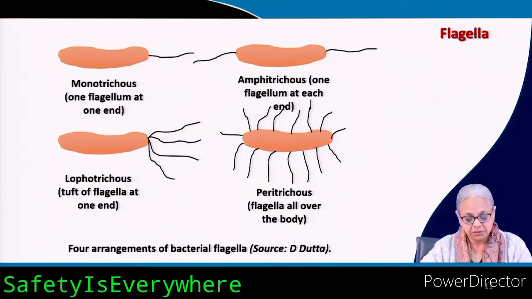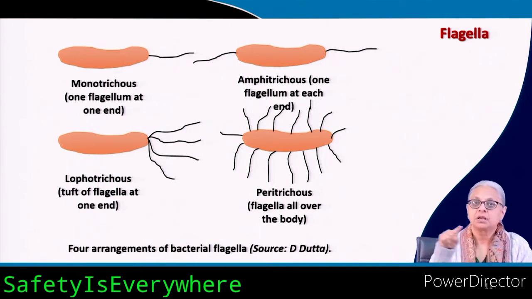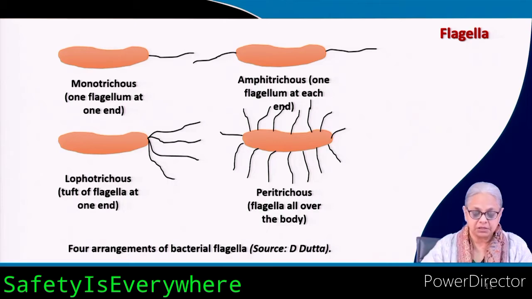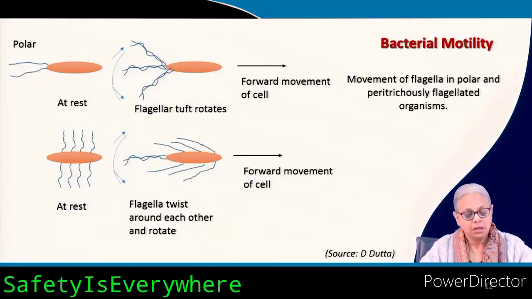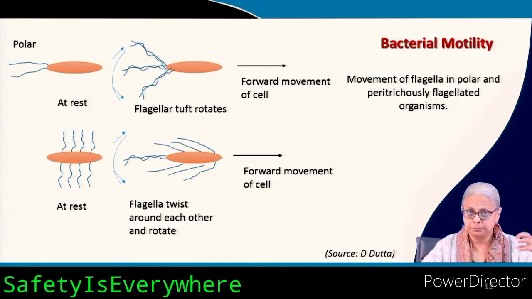And then we have Peritrichous. Peritrichous means all the flagella are distributed throughout the surface area of the bacterial body or the cell. How does the bacteria move in water? So here we have a polar arrangement of the flagella.